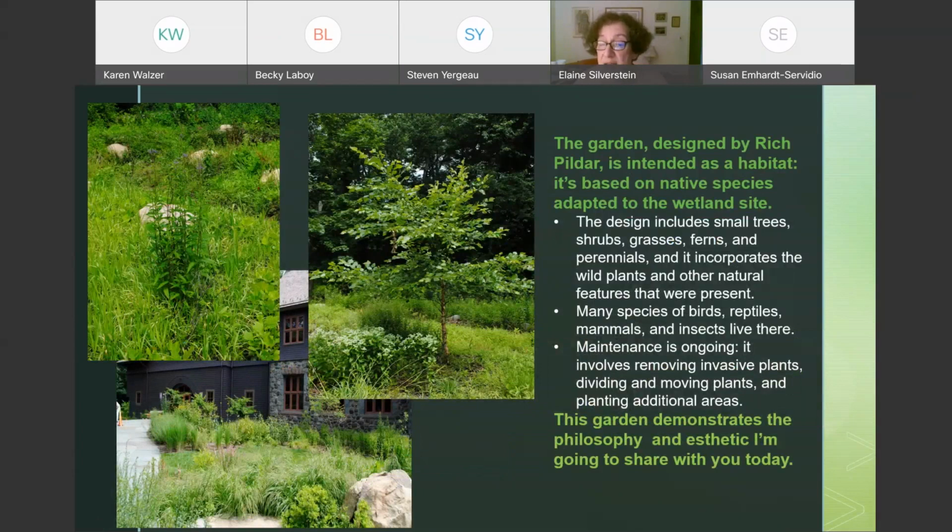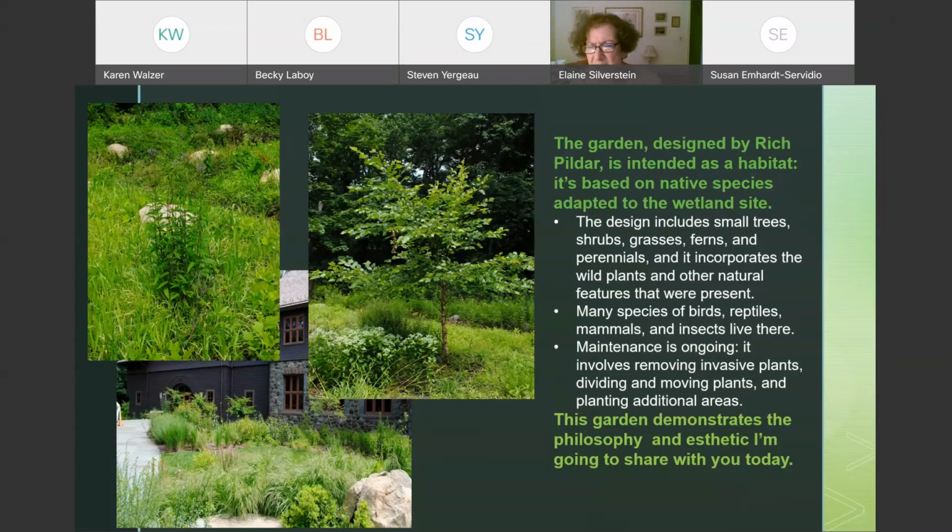So it's based on native species that are all adapted to the wetland site. There is a river that runs around in back of the habitat. And what we did was we looked at what was there, we looked at what should be there, and we looked at what shouldn't be there. In other words, the native plants that existed, the plants that should be reintroduced to make a native habitat, and the plants that needed to be removed, because that's a constant battle, removing invasive plants.